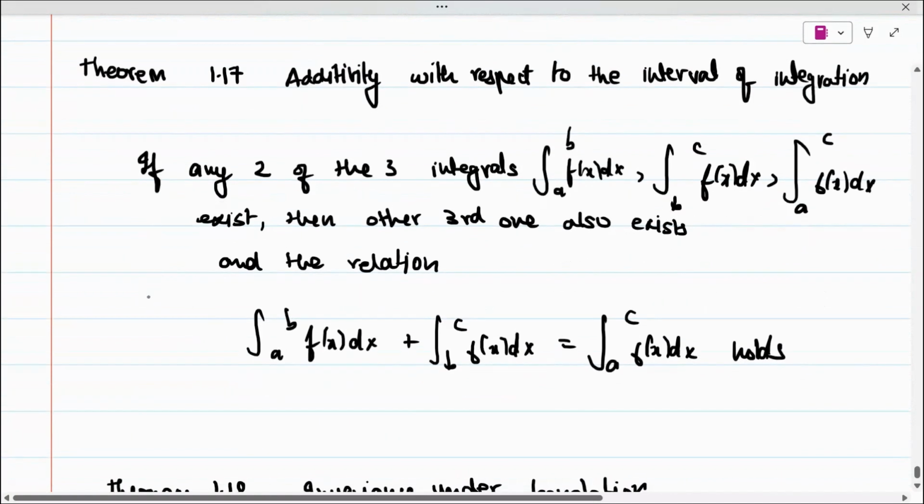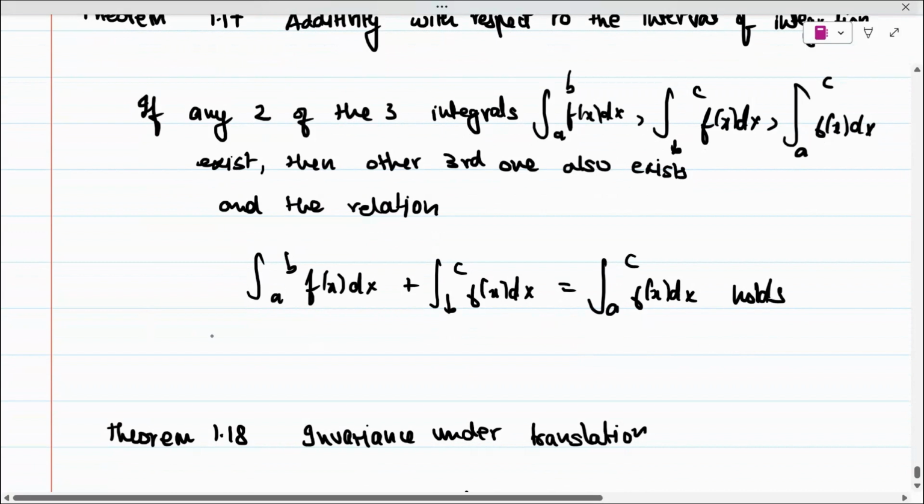And the additivity on is since any two integrals exist, right? So this and this exist. So you just do the exact same thing for the area. You say this one is zero, then this area exists. Okay, and that area is equal to I.